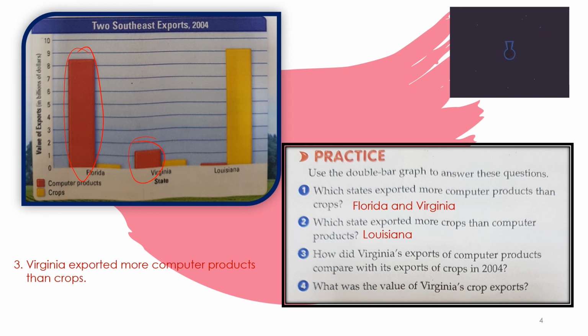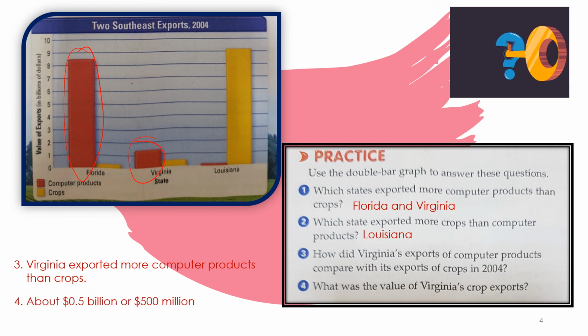And number 4, what was the value of Virginia's crop export? So again, go to Virginia and find out the value of crops, which is the yellow bar. So it's about, what do you think, class? Yes, it's about $0.5 billion or $500 million.